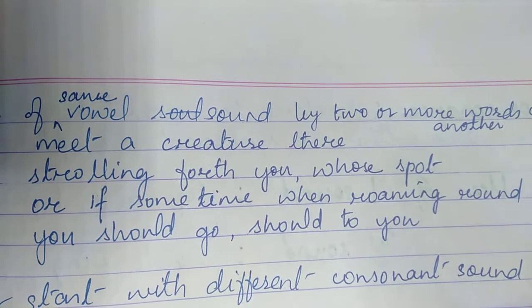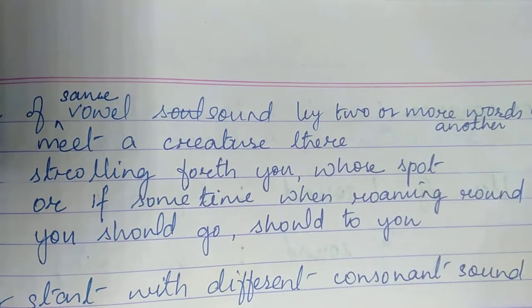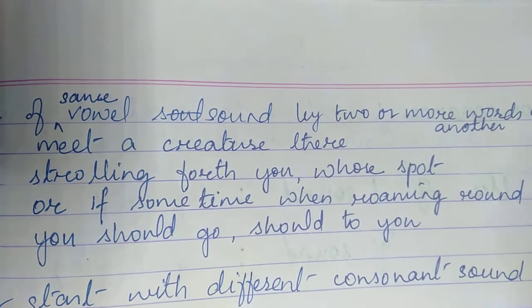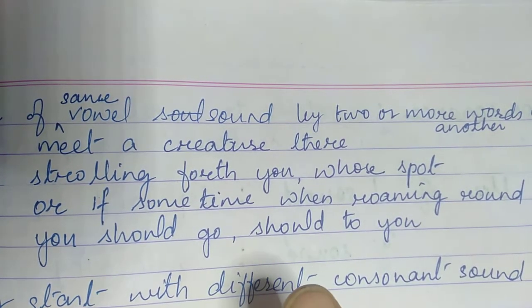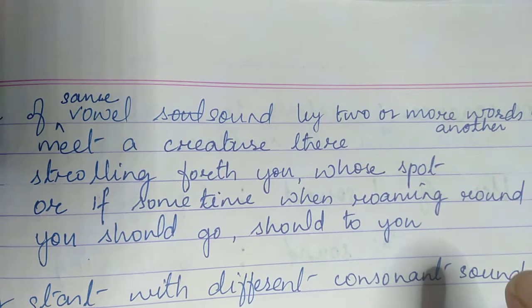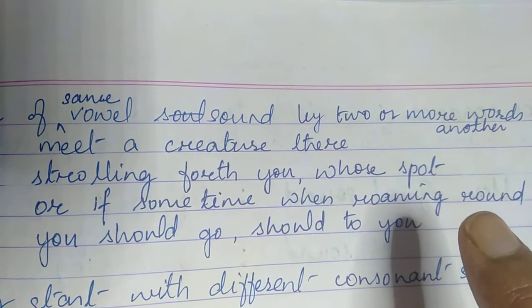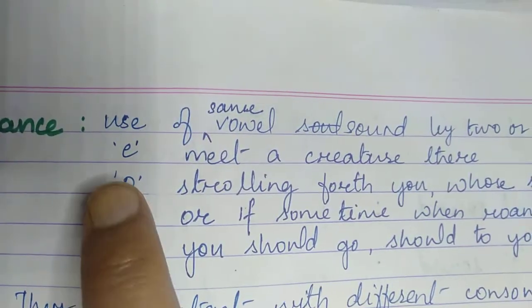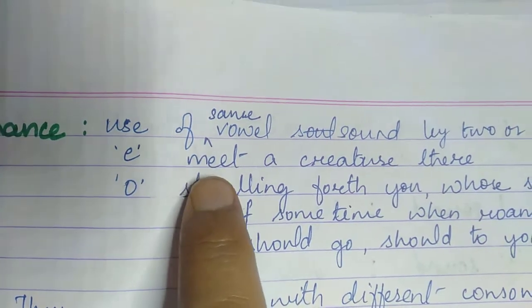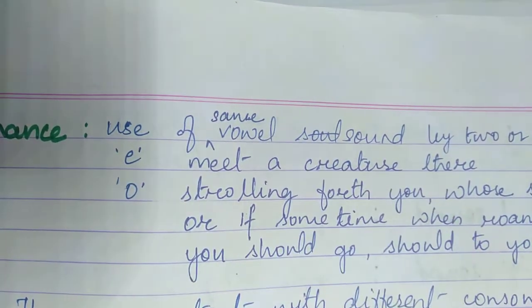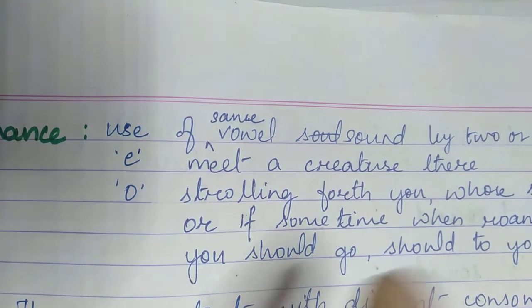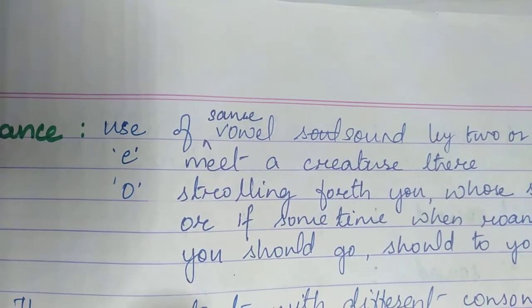That is, the two or more words use the same vowel sound, and the two words are close to one another. Like you can see in this line, "meet a creature there." Here, the vowel sound E is being used. Meet and creature. It has the E sound. So this is an example of assonance.